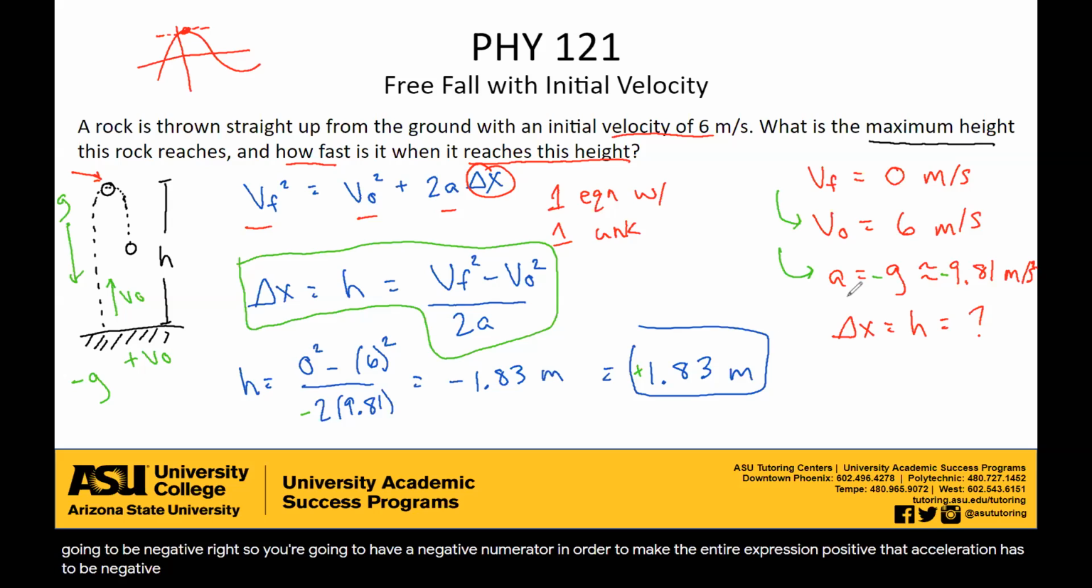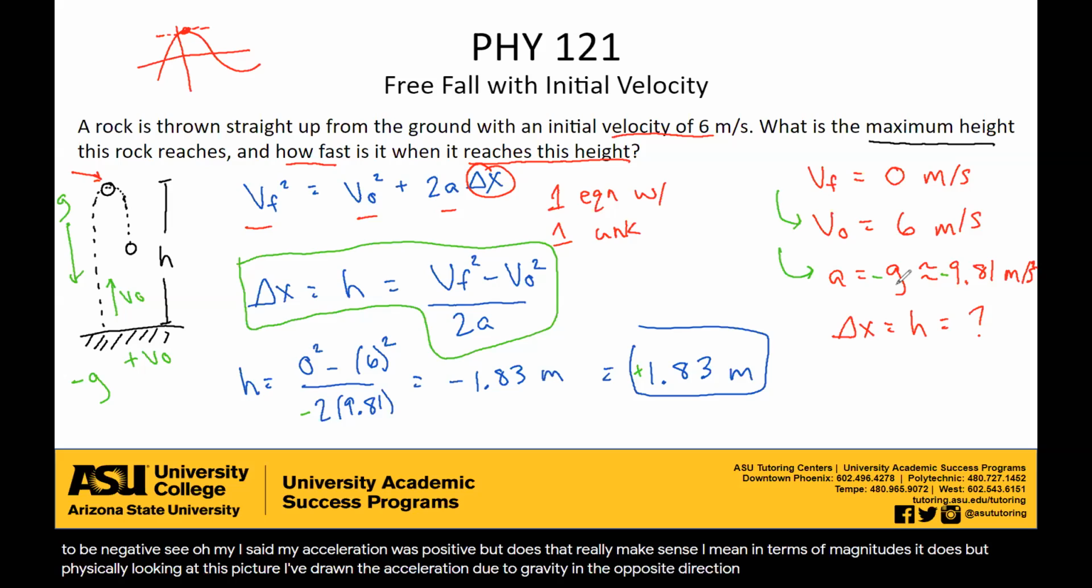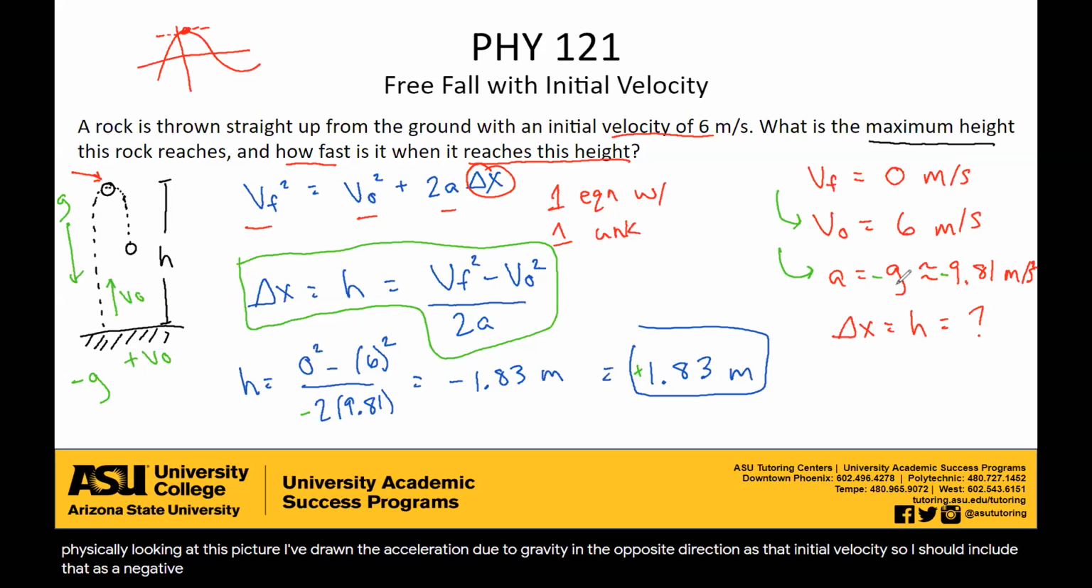Thus, we can kind of backtrack and see, oh, I said my acceleration was positive, but does that really make sense? I mean, in terms of magnitudes, it does. But physically, looking at this picture, I've drawn the acceleration due to gravity in the opposite direction as that initial velocity, so I should include that as a negative. Okay, moral of the story, the answer should be positive 1.83 meters.